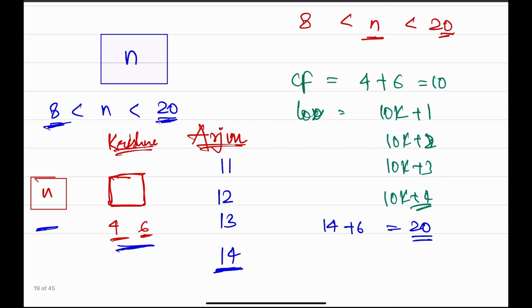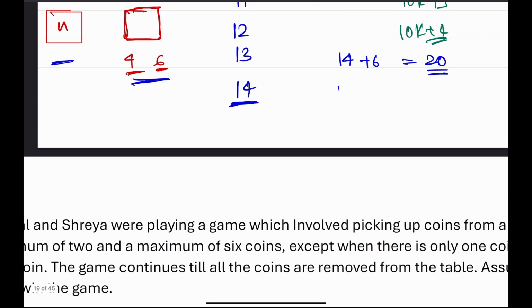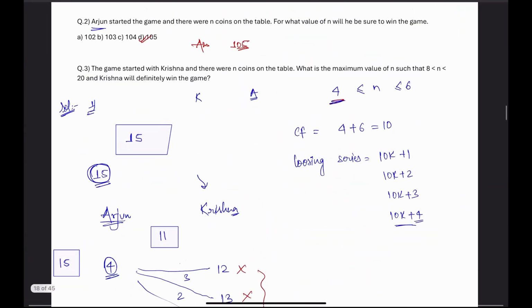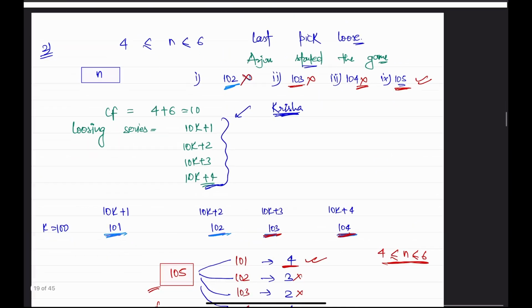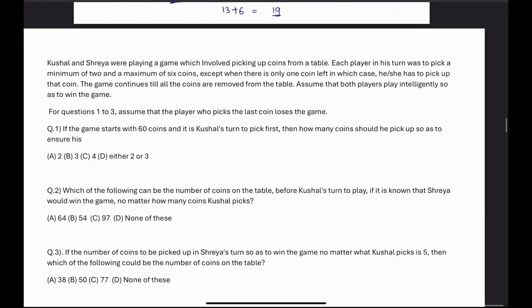But again, as I said, the question is less than 20. 20 we cannot include. So what are the different possibilities? If not 6, we will just take 5, it will be 19, or there are many ways we can bring this 19, 13 plus 6 is also 19. So the answer of this question will be 19. So this set is done.